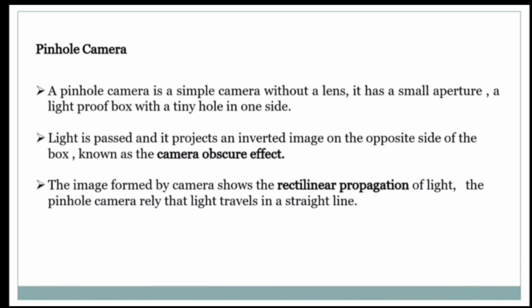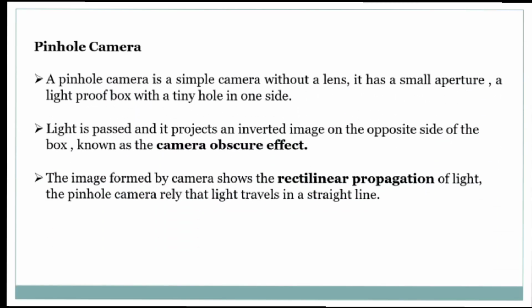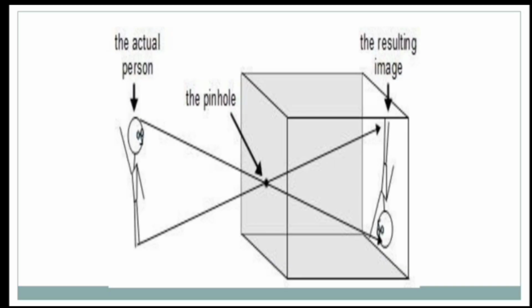Pinhole camera. A pinhole camera is a simple camera without a lens. It has a small aperture, a light-proof box with a tiny hole in one side. Light is passed and this projects an inverted image on the opposite side of the box, known as the camera obscura effect. The image formed by the camera shows the rectilinear propagation of light. The pinhole camera relies on the fact that light travels in a straight line.